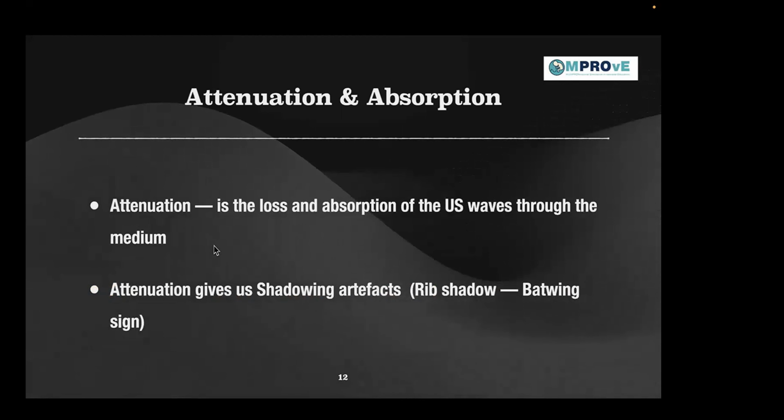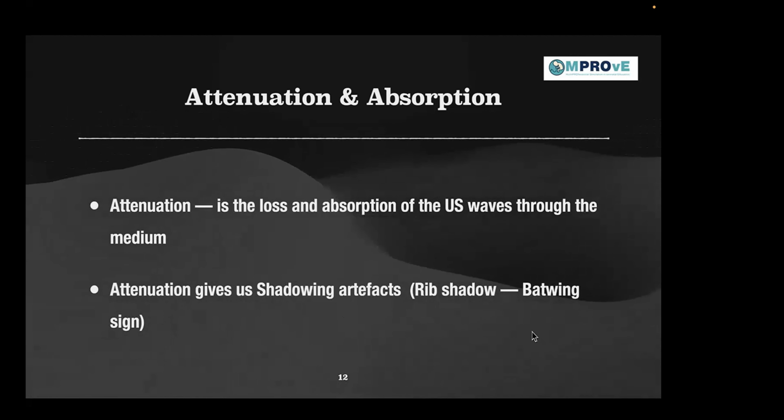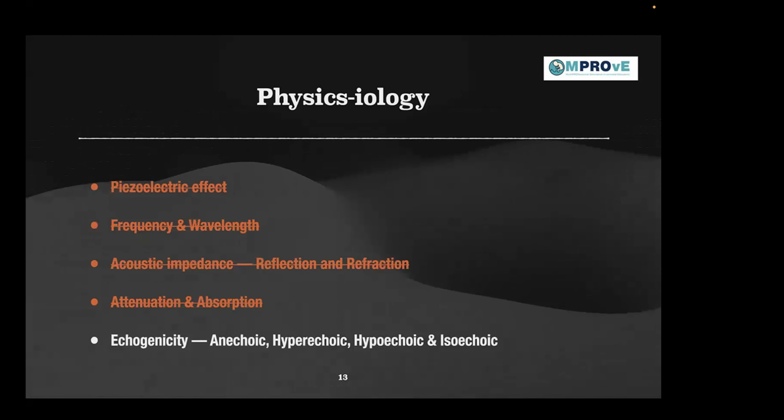So this particular phenomenon of attenuation and absorption gives us shadowing artifacts, which is also called the bat wing sign, as some of the participants have already demonstrated in the scan today. So attenuation gives us this shadowing artifact because when you hit something and it is reflected back, anything beyond that structure has a fallout in the image because the scanner doesn't perceive anything beyond that. So it will give you a blackout area and gives particularly a bat wing sign. So we'll demonstrate that as well.